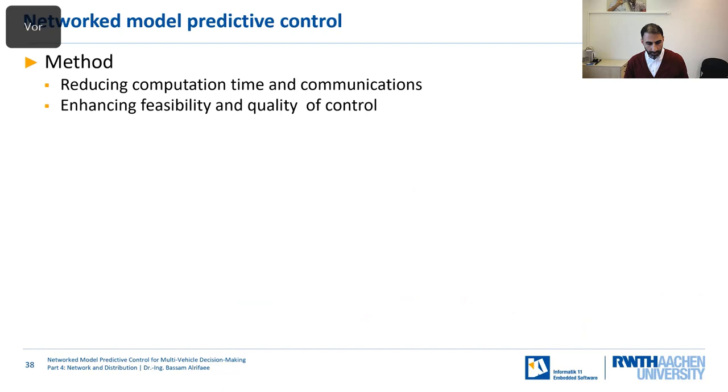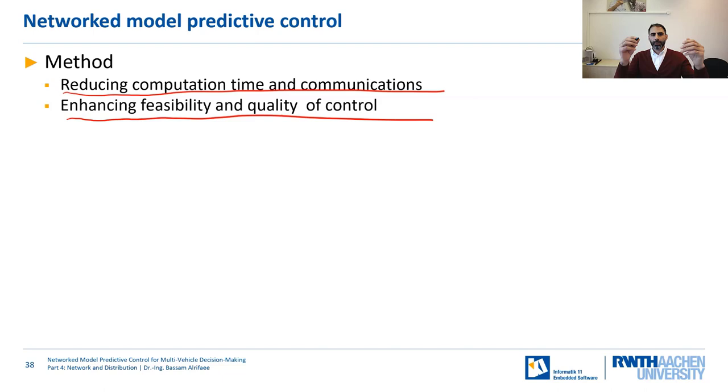So what network model predictive control is all about is reducing computation time and communication, and we want to enhance feasibility and quality of control. Right? Reduce computation time and communication, get a feasible solution, and ask about the quality of this solution. I just take a look at the next slide.